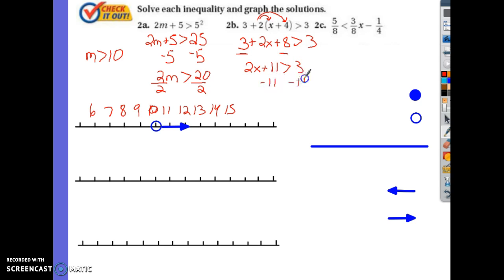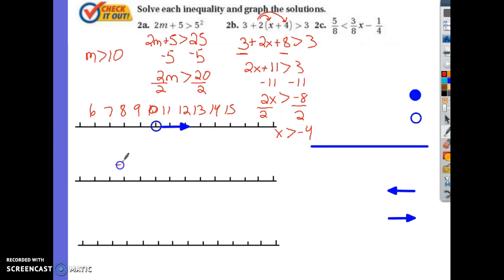Subtract 11, subtract 11, 2x is greater than negative 8. Now, negative 8 is there, but we're not multiplying or dividing by a negative in order to isolate x, just like we did not in the last section, 2.3. We're just going to solve this regularly because we're dividing by a positive 2. So x is greater than negative 4, and then you graph accordingly.